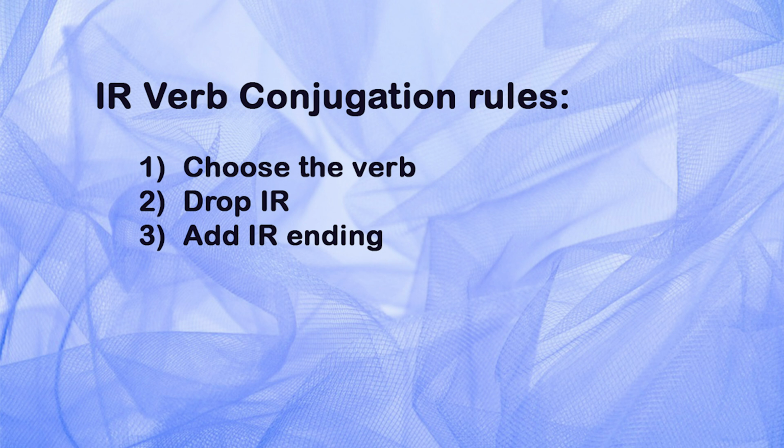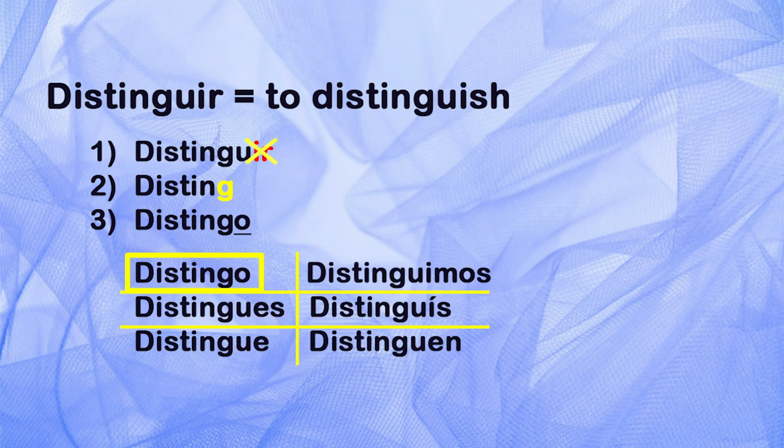The rules for conjugating regular IR verbs are: first, choose the verb you would like to conjugate. Second, drop IR. Third, replace IR with the corresponding subject pronoun. To conjugate distinguir, drop IR off of distinguir. Second, change GU to G. Third, add O, which is the ending for the yo form.